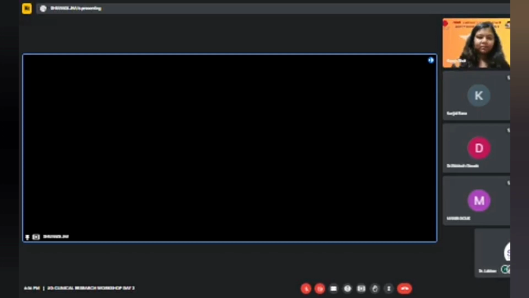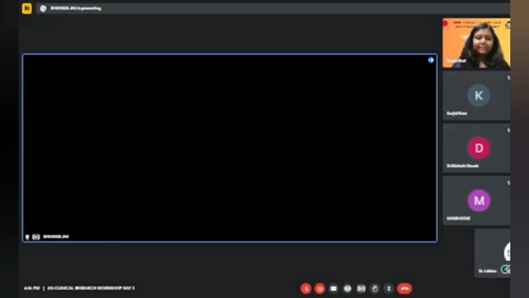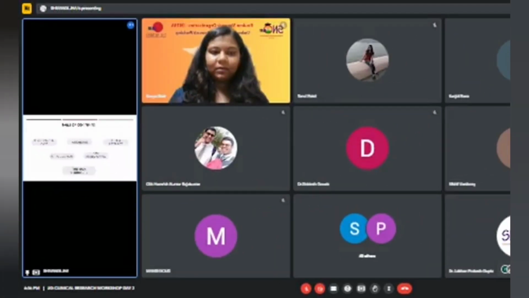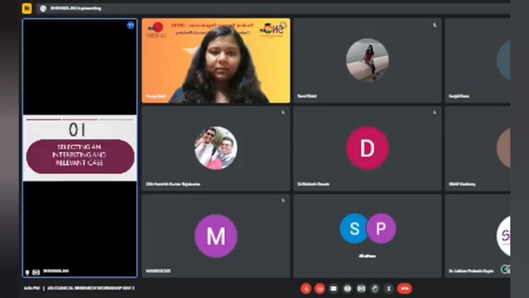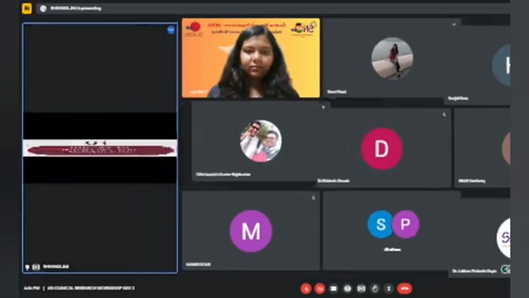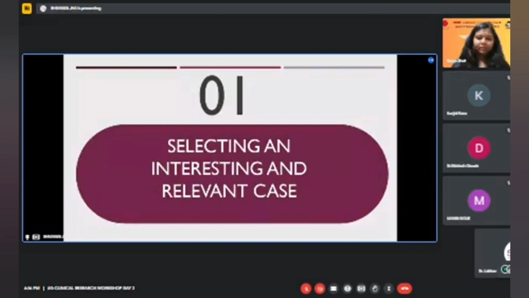Okay, so select an interesting and relevant case. This is the very first part. The screen is not visible, only blank pages can see. Okay. Is it now? Yes. Okay.